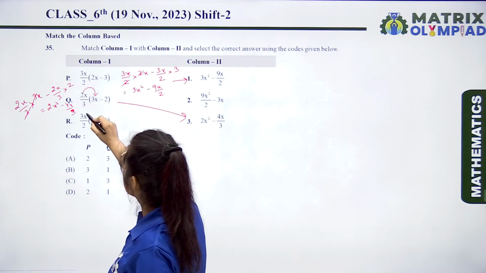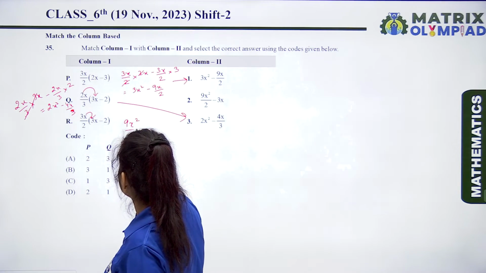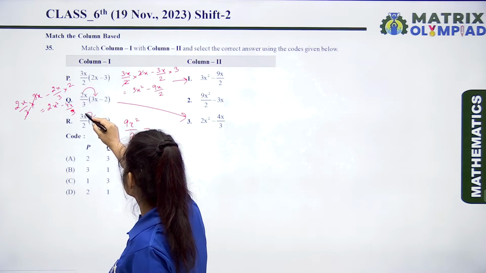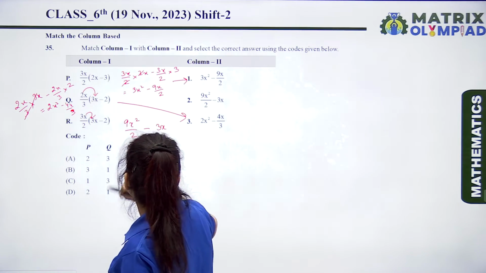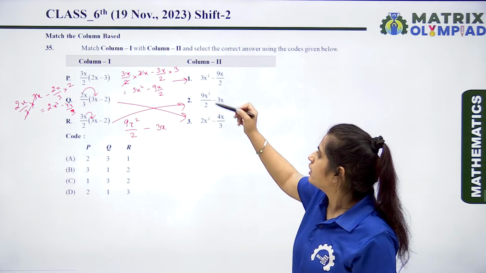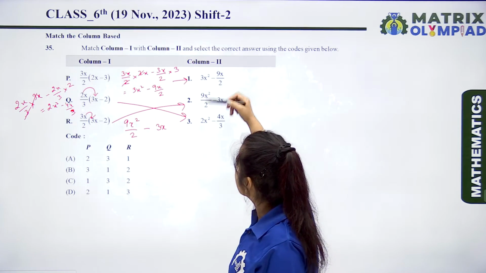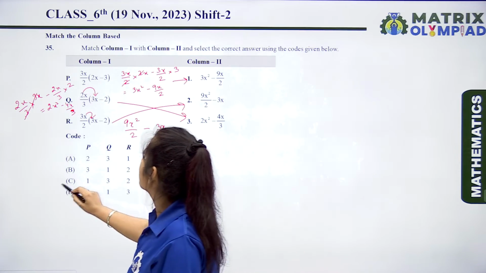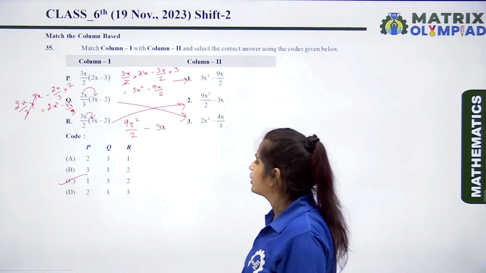Now the last one is 9x square upon 2 minus 3x. So the answer is the second one in column 2. So here the correct sequence is 1, 3, 2. So here option C is the correct answer. Now let's move on to the next one.